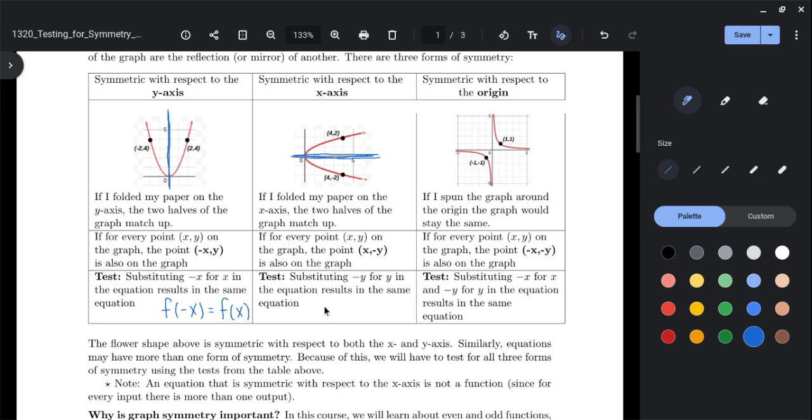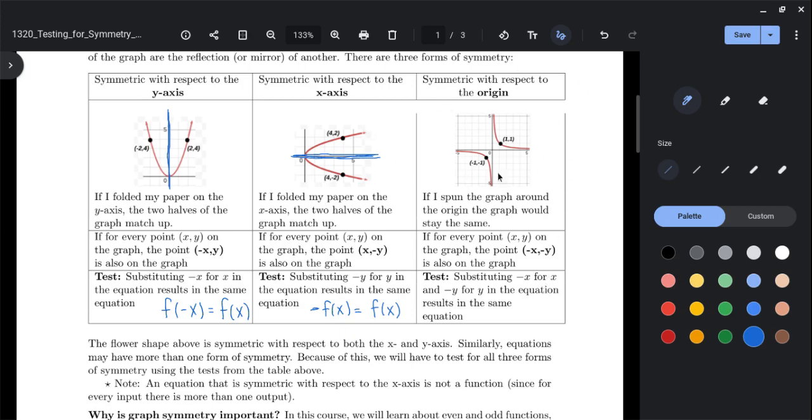And if we're going to test an equation to see if the graph would have this type of symmetry, we're going to substitute a -y in for our y and see, do we get the same equation back? In other words, if I have a negative output and I did some simplification, then I should get my regular equation back in order for it to be symmetric with respect to the x-axis.